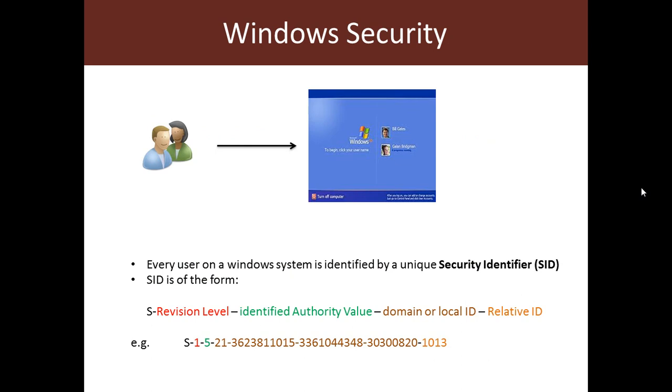Every user on a Windows system has a unique ID called the security identifier, or SID. Now, the SID is of the form S-revision level, which is 1 till now. After that, identifier authority value, which could be the local system or a domain controller. Then you have a domain or a local ID, which is a variable part, and then finally a relative ID. Basically, the SID is going to be unique for every user on the system and in the domain.